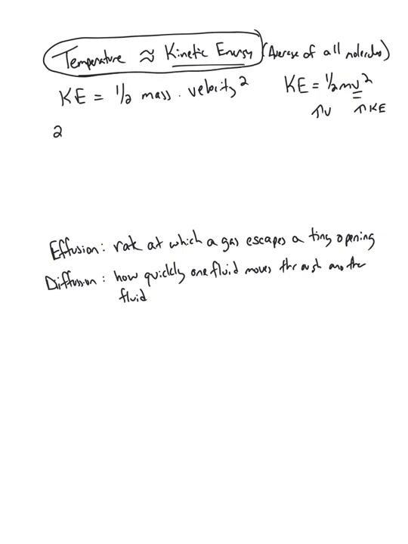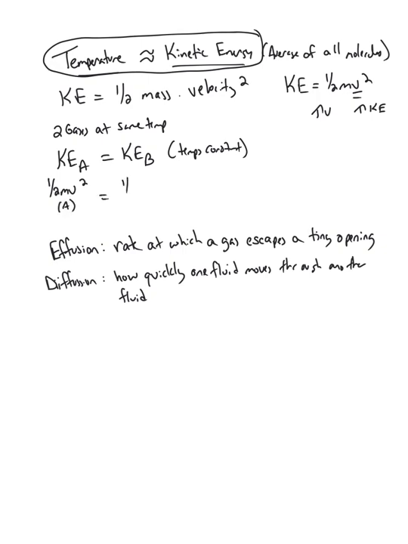So if you have two gases at the same temperature, what you know is the kinetic energy of gas A is equal to the kinetic energy of gas B, as long as their temperatures are constant. Okay, so if the temperature of any gas is the same as any other gas, their kinetic energies are equal. Well, therefore, 1/2 times the mass and velocity squared of gas A equals 1/2 times the mass and velocity squared of gas B.